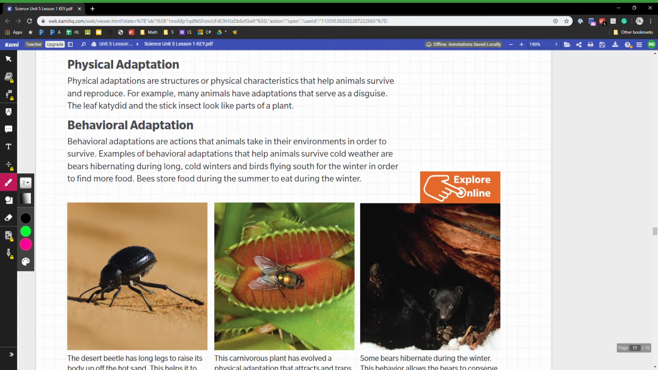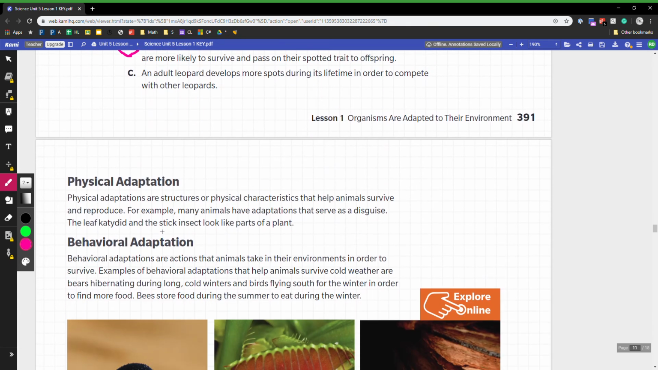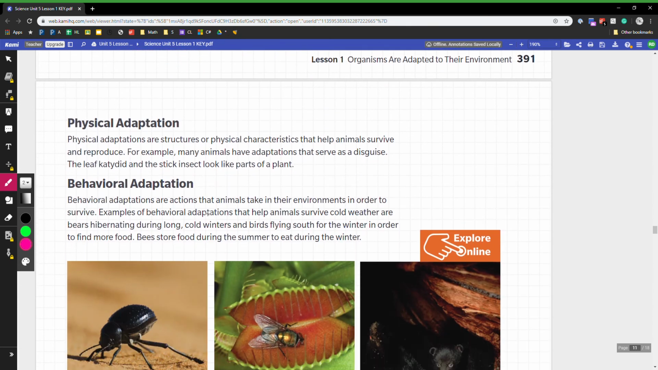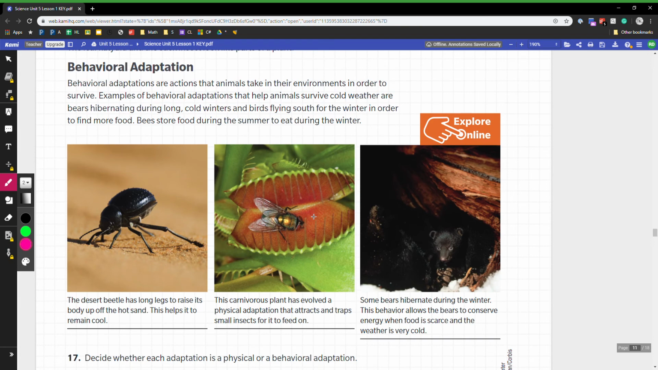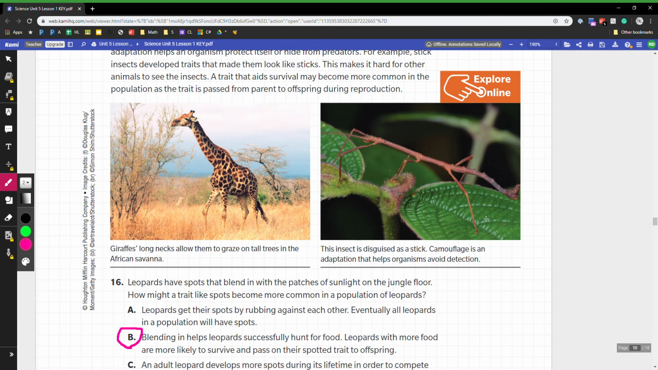And now we have physical adaptations and behavioral adaptations. Physical adaptations are adaptations like the spots on this giraffe, or like the actual shape of this stick bug. Those are things that are physical about them. And then there's also behavioral adaptations. Behavioral adaptations are things that organisms will do, such as hibernating, or like stick bugs don't move very much, because if they look like a stick but they're moving a lot, then they don't really look like a stick, right?